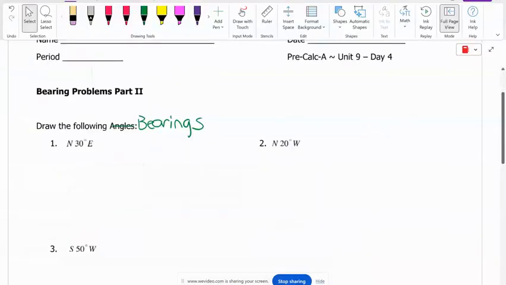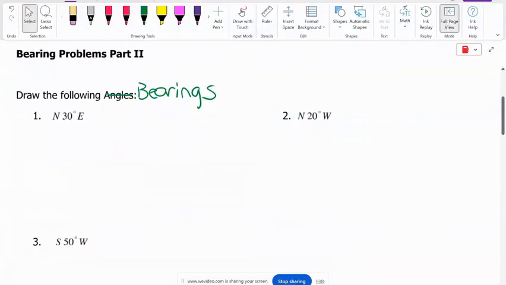Okay, so this lesson is not going to be very different from yesterday's lesson. The difference is now I'm going to give directions on the bearing. So I'm going to be specific. Before there was no directions given. They'd say something like a bearing from A to B, and then we just make our north line and draw our angle clockwise. But now we're going to have a specific direction.